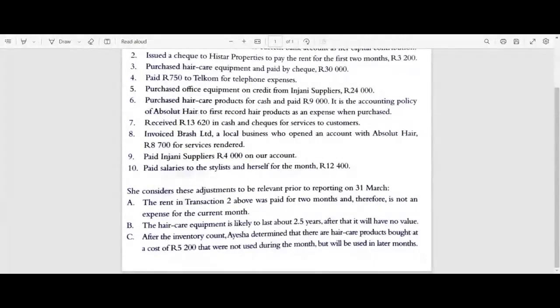We are going to look at property, plant, and equipment in detail in the 4th term, but we already need to know the very basics about depreciation. And then in number C, ladies and gentlemen, they say after the inventory count, so they counted all their hair care products now. This is all about the hair care products, the one in transaction number 6. So they say after the inventory count, Ayesha determined that there are hair care products bought at a cost of 5,200 rands that were not used during the months but will be used for later months.